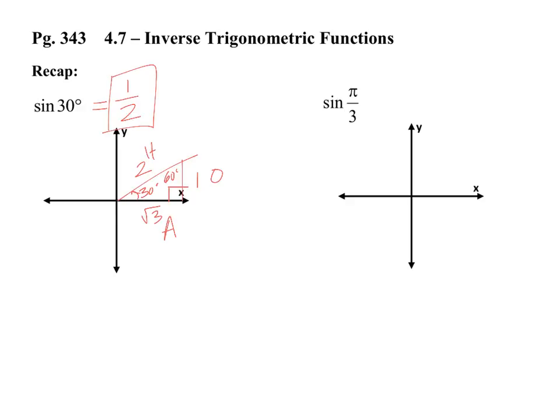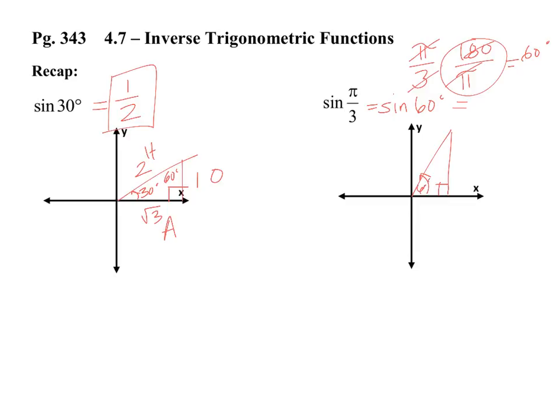Well, pi over 3 is the same thing as what in degrees? Refreshing your memory, pi over 3 times 180 over pi. This is your converting fraction. You get 60. So this is the same thing as sine of 60 degrees. So we rotate 60 degrees. There's my triangle.